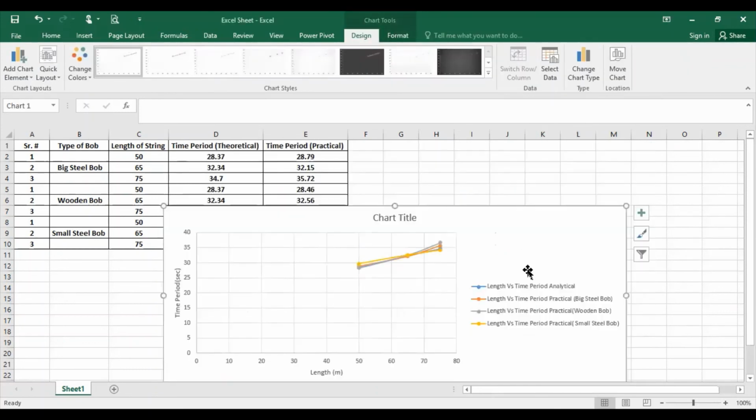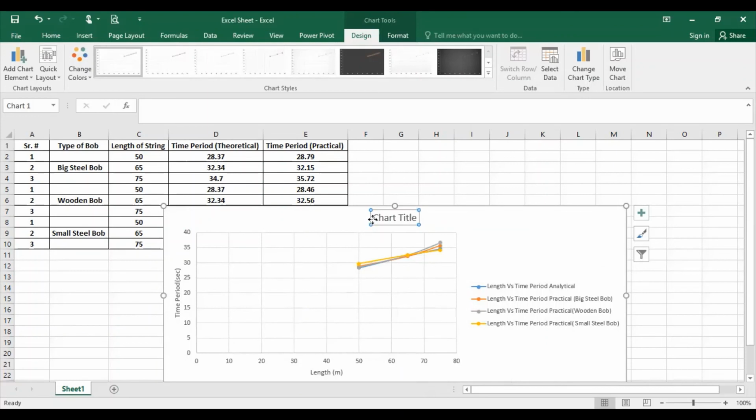So you have to conclude that it is to be observed that there is no impact of the material, only a slight change in the time period if we change the material of the bob. And the time period is increasing for all three materials as the length is increasing. So what is the impact? Length is directly proportional to the time period. So you can write it down in your conclusion.